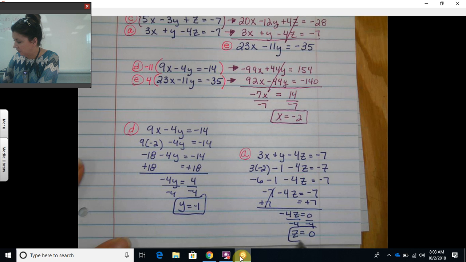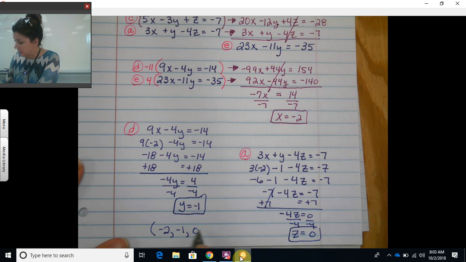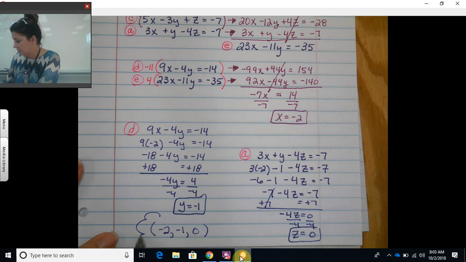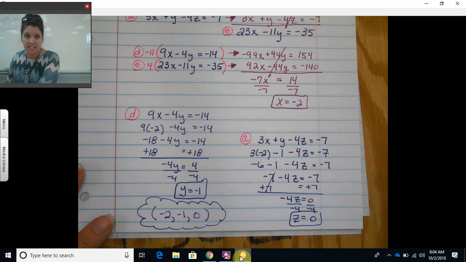So as an ordered triple, x comma y comma z would be negative 2, comma negative 1, comma 0. Again, I'm not writing that in that order because that's the order that I found the variables, but that's alphabetical order. That's the correct way to write it.